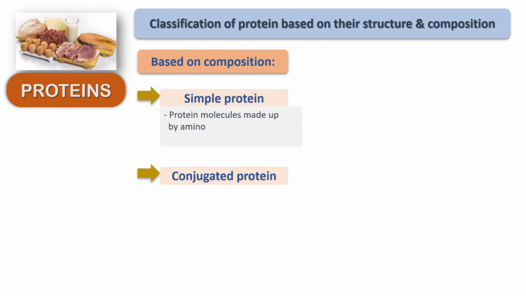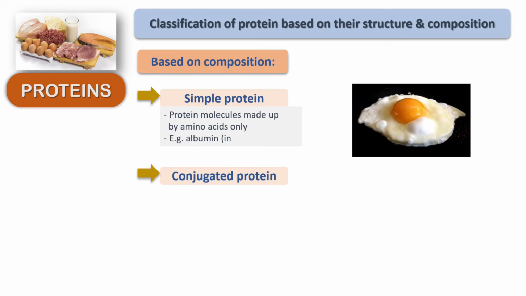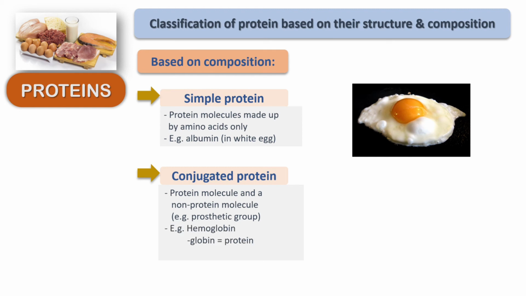A simple protein is a protein molecule that is made up by amino acids only. For example, albumin in egg white. A conjugated protein is a protein molecule with non-protein molecules, such as a prosthetic group. For example, hemoglobin. Globin is protein while heme is prosthetic group.